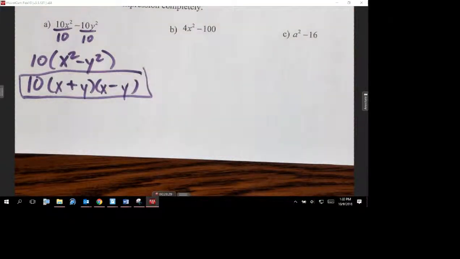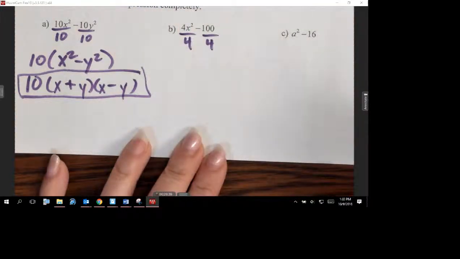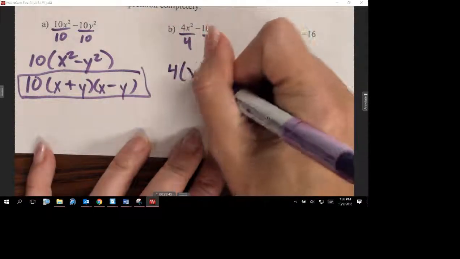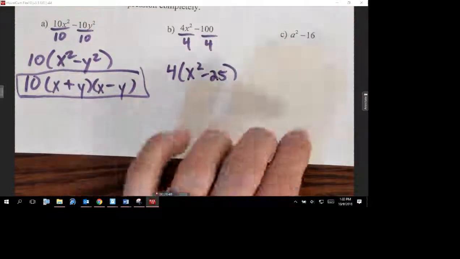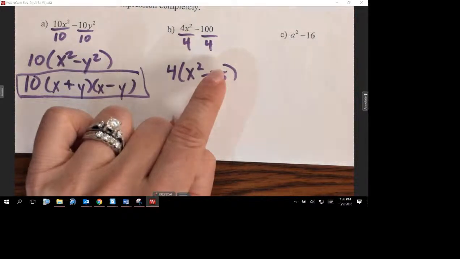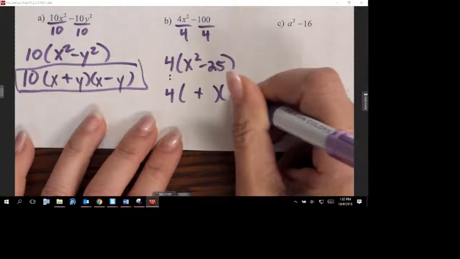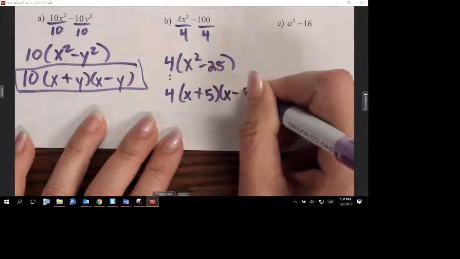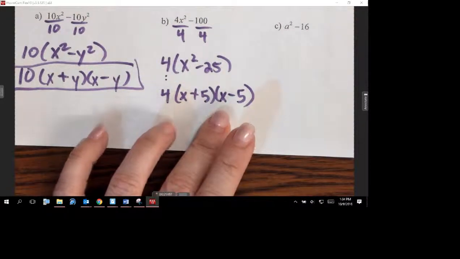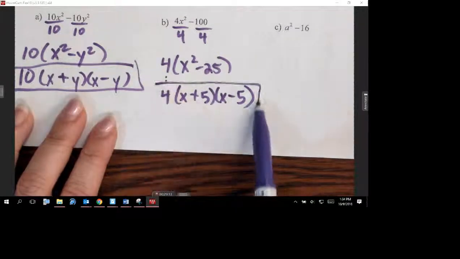How about B? What is our first step? Is there a GCF? What is it? 4. 2 is a CF, but 4 is a GCF. Okay, 4, and then we have x squared minus 25 left over. We have 2 terms left. Is it subtraction? Yeah. Difference of squares. So we bring down the 4, 2 parentheses, 1 plus, 1 minus, x and 5. Do those go further? Why not? Not perfect squares, and the first one's addition.